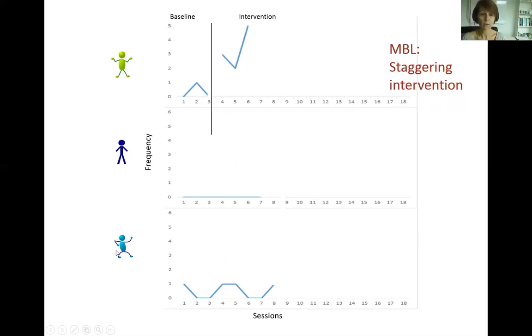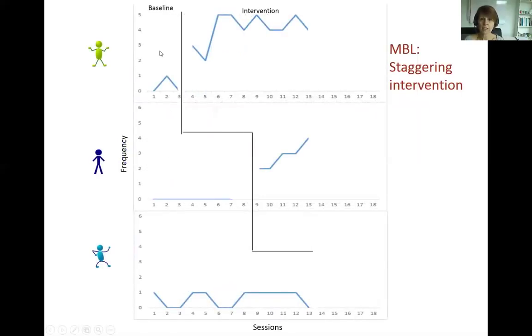We didn't introduce intervention for Mary or Ibram. So I've got things around the wrong way. This should be, anyway, it doesn't matter. But we didn't introduce intervention for the other 2. Okay? We continued them into baseline. So you can see they haven't improved because they haven't had the intervention. At least that's what it's looking like.